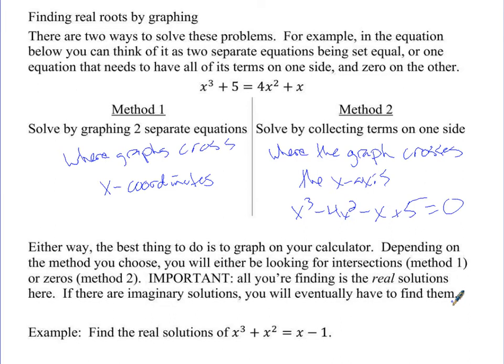So, for example, find the real solutions of x to the 3rd plus x squared equals x minus 1. Which method does it sound like is probably the better method? Graphing them separately, or graphing them, moving everything to one side and graphing them, move everything to one side? That's what we've kind of been doing, right?